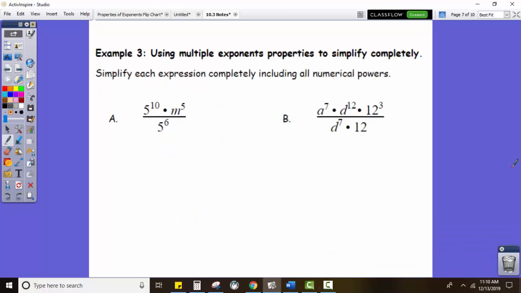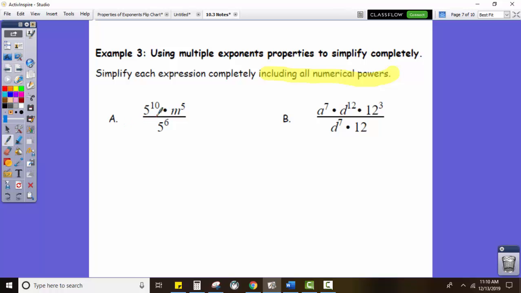Okay, for example 3, we're going to again use multiple exponent properties to simplify completely. So it says simplify each expression including all numerical powers. So that means instead of leaving something like 3 to the 2nd, you would rename it as 9.